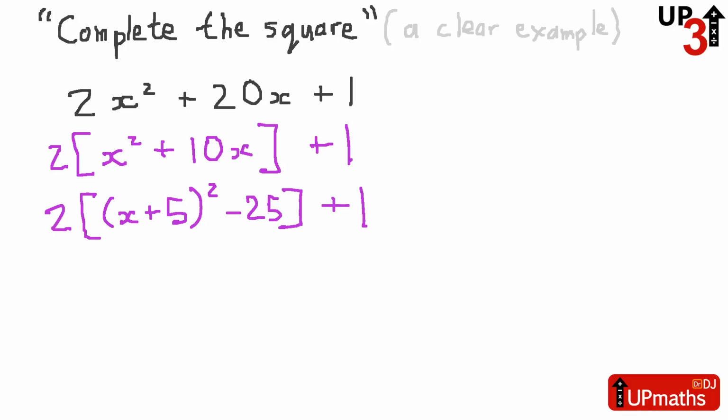Notice, let's just be clear about this, I've just completed the square. The bit I've underlined in red, it looks different but it hasn't changed, and everything outside, done nothing to it. Then I can multiply out that square bracket.